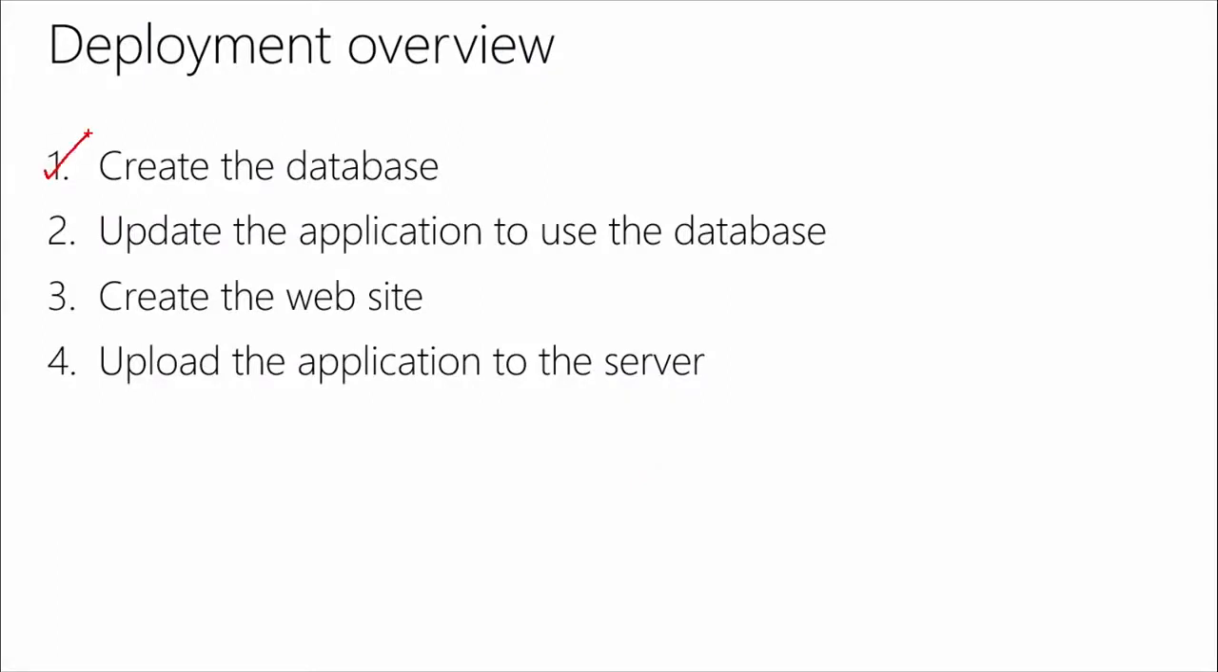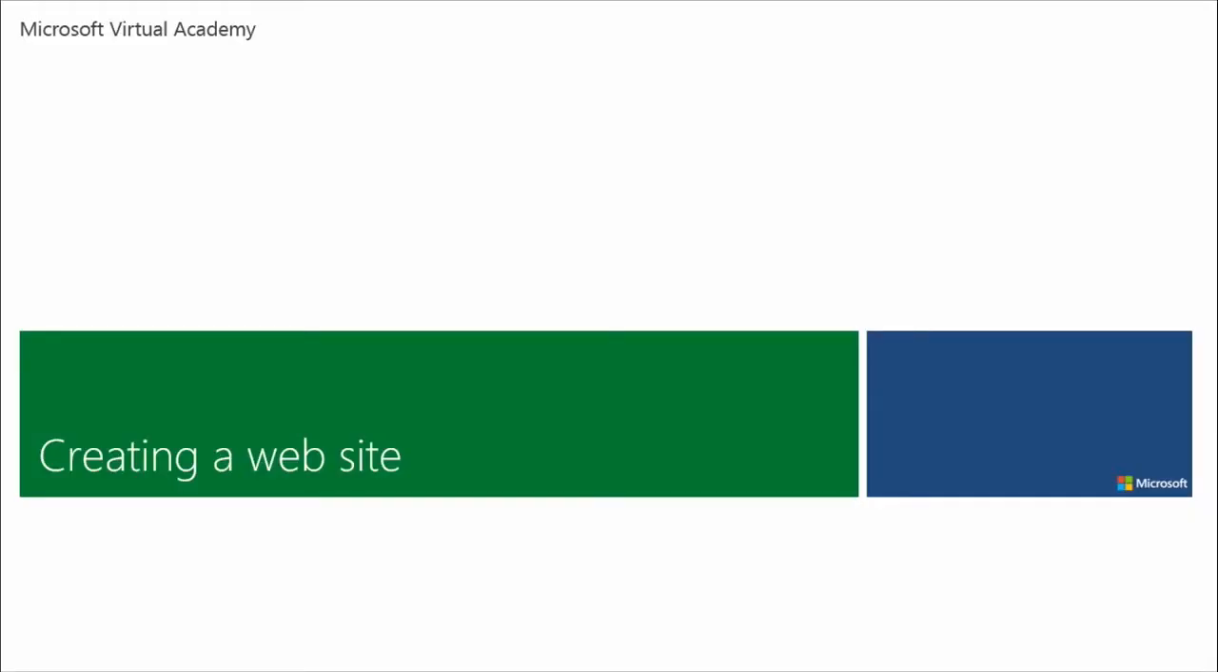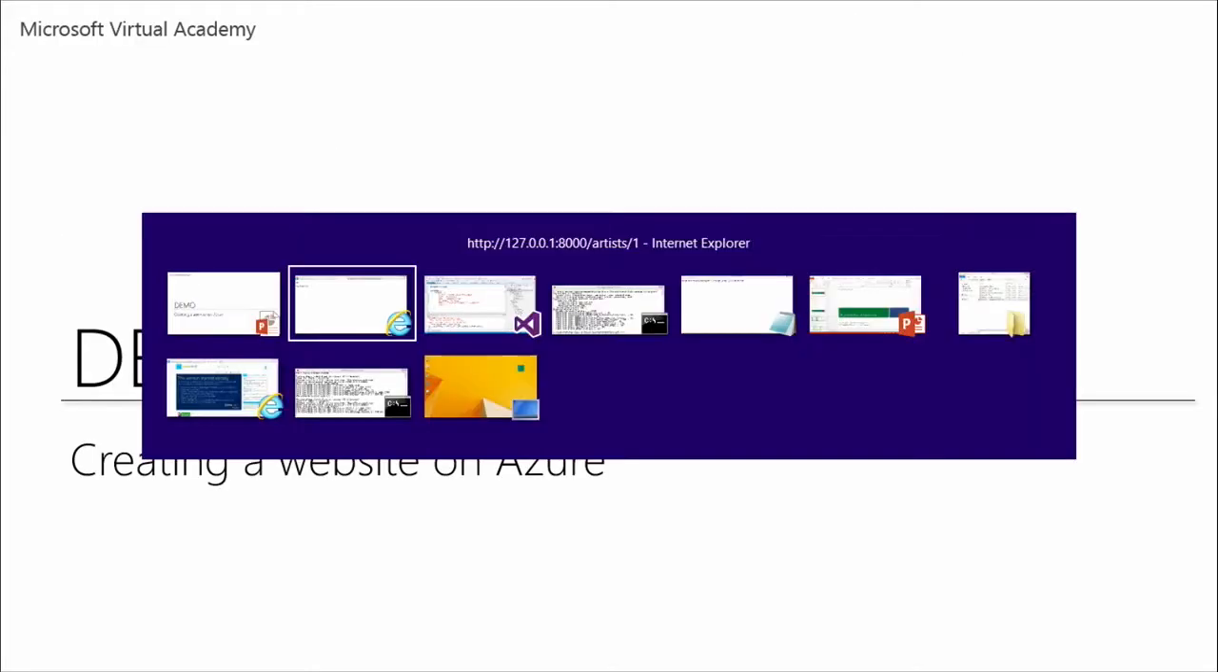Cool. So if we go back to our little steps here, we've created the database, check. We've updated the application to use the database, check. Now what we need to do is to create the website and upload the application to the server. And so the question is, how could we do that? We could go to the Azure UI, or better yet, we could just use Visual Studio. Okay. Let's just use Visual Studio.